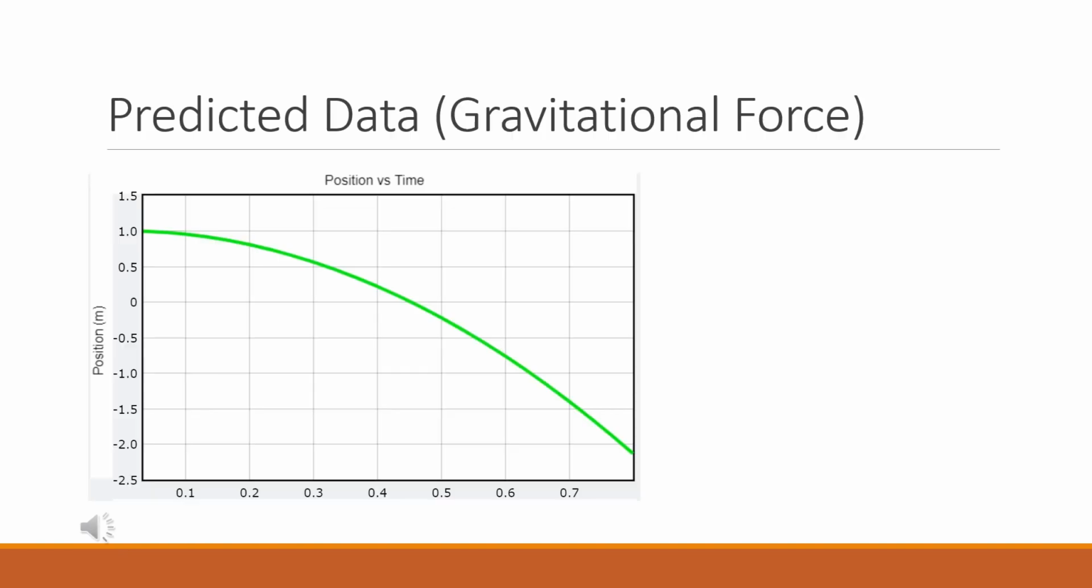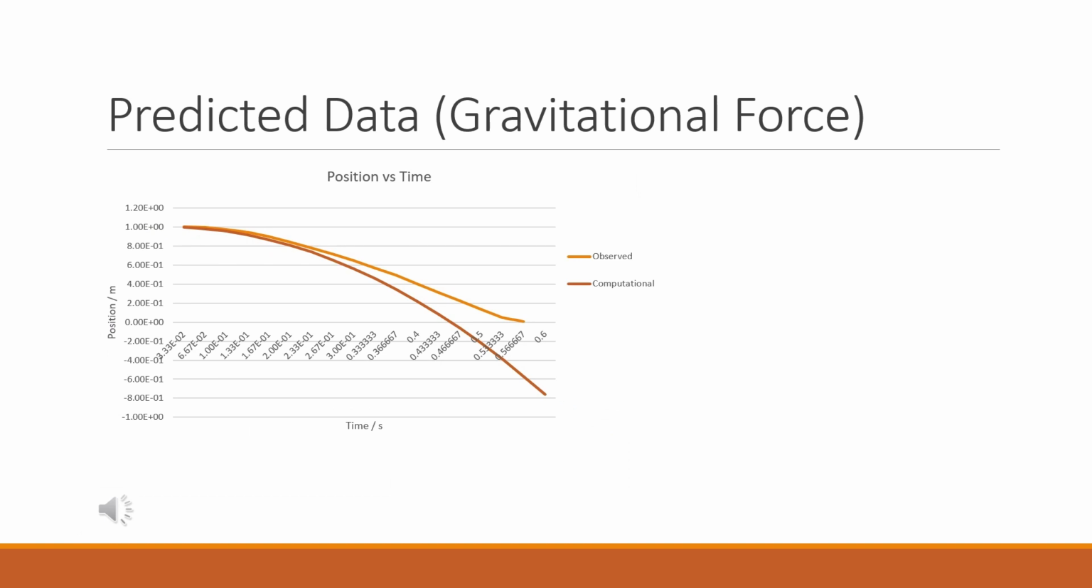As you can see here, this is the position time graph for only the gravitational force acting on the ball, and you can see the shape of the graph is parabolic. On this graph, you can see the comparison between the observed data versus the computational data. From here, you can see that the computational data shows that the ball travels faster than the observed ball.